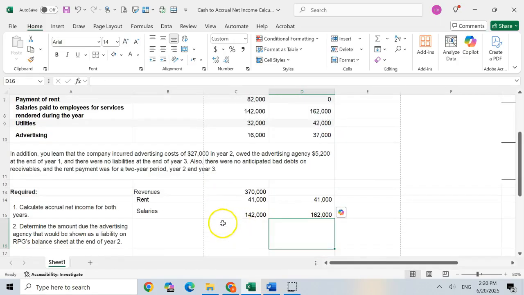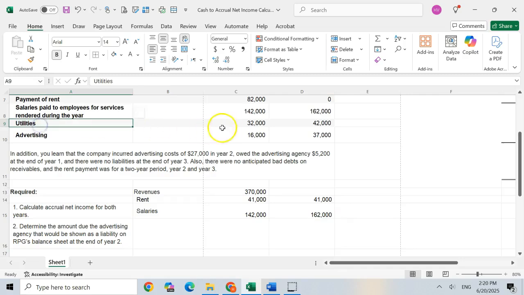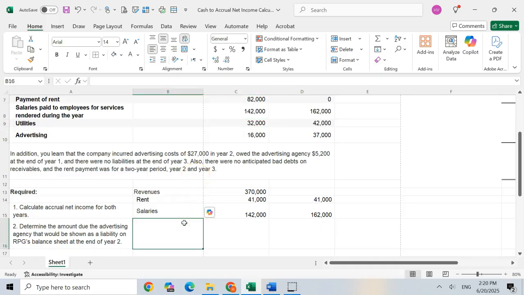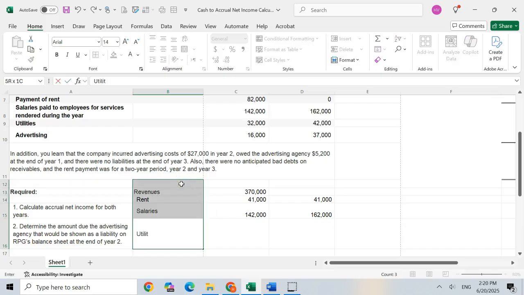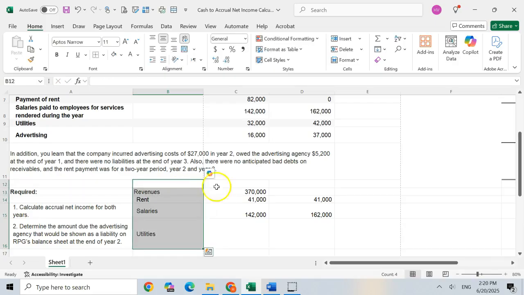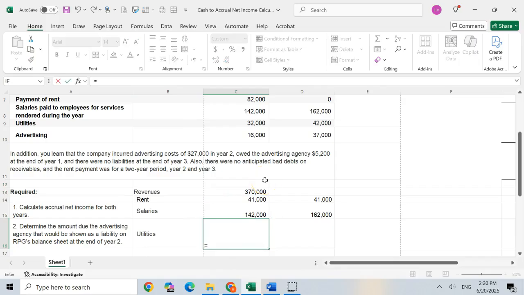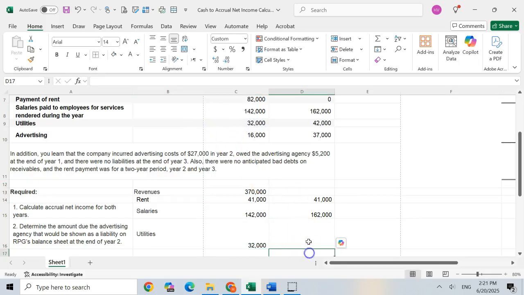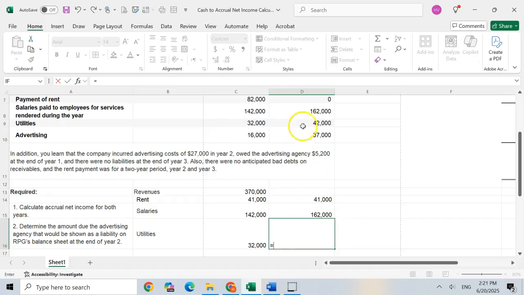And then the next thing was utilities. It just doesn't give us any additional information about the utilities. Therefore, I'm going to just assume that whatever I paid is what I incurred. So I'm going to put utilities in here, this for the year 2 and this for year 3.